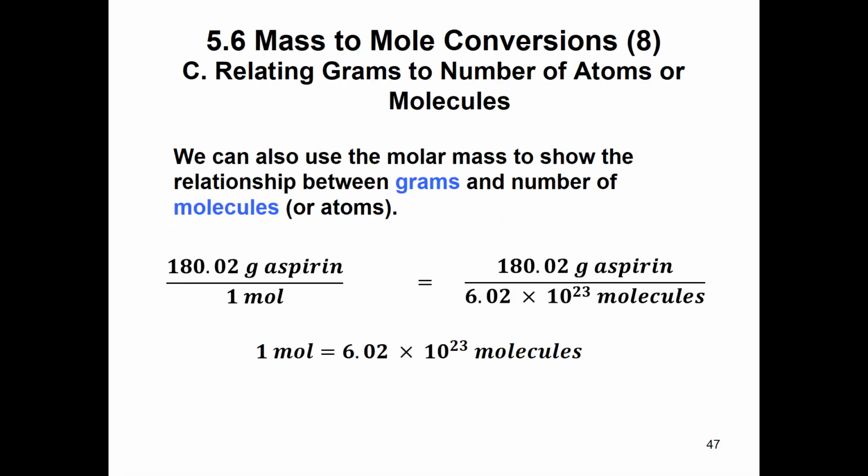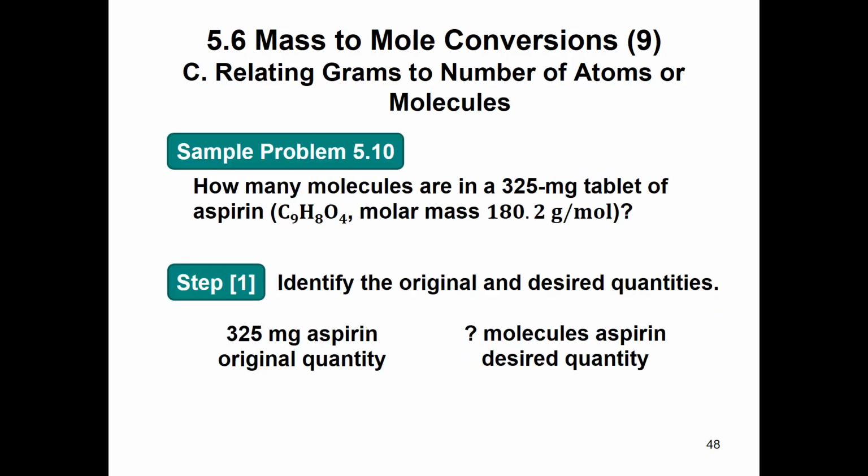We can also use this molar mass to show the relationship between grams and how many molecules we have. Because remember, if it's molar mass, that means that I have to have an Avogadro's number of those. I've got 6.02 times 10 to the 23rd. So I now have, in addition to 180.2 grams of aspirin per mole, 180.2 grams of aspirin per 6.02 times 10 to the 23rd molecules, because a mole of anything is equal to 6.02 times 10 to the 23rd molecules. So I can also use that to work these problems.